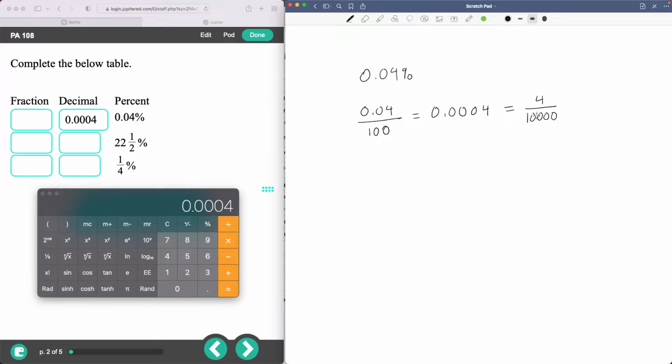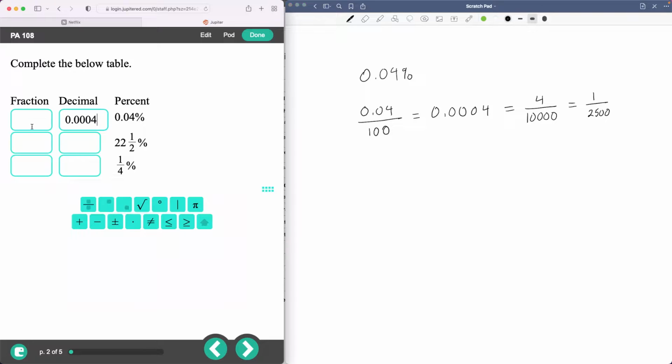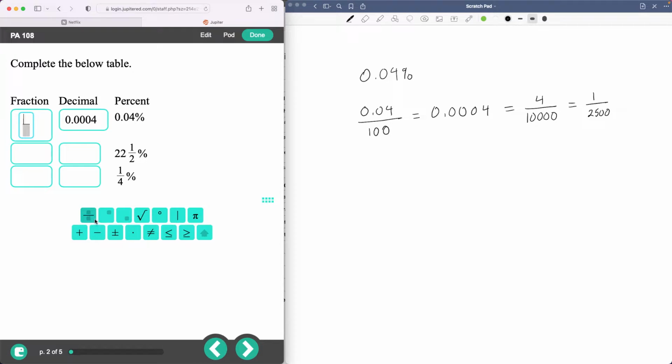Now, this is your fraction, but in order to put this in the system, what you want to do is reduce it as much as possible. And we can do that by finding a number that we can divide the top and the bottom by. In this case, we can use the number 4. So we know that 4 divided by 4 is 1. And 10,000, that's 4 zeros, divided by 4 is 2,500. So the fraction you're going to put in is 1 over 2,500, and that goes right here. So we put in our fraction, 1 over 2,500, okay?